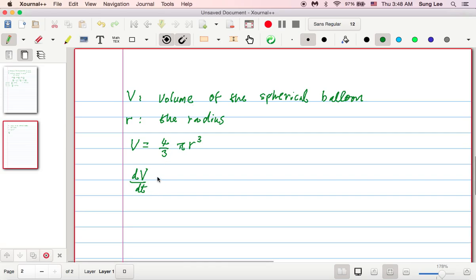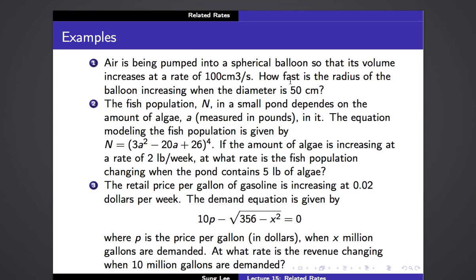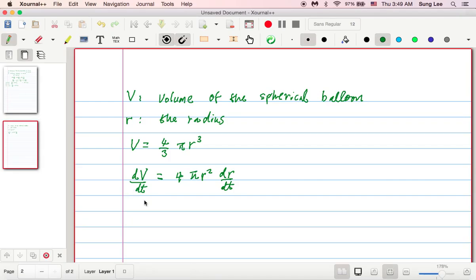So anyway, in this case, dV dt equals, on the right-hand side, we have to use implicit differentiation. So first we differentiate this with respect to r, so we get 4 pi r squared, and then you have to multiply by dr dt because we are actually differentiating with respect to time t. Okay, so that's the dV dt, right? So in the question, let's get back to our question again. We are trying to find out how fast the radius of the balloon is increasing. So what we are trying to find is dr by dt. So we are going to solve this for dr by dt.